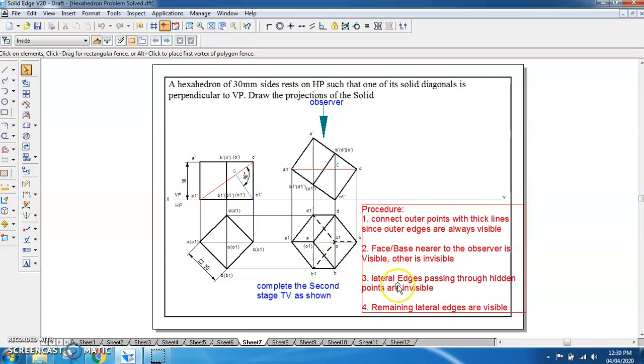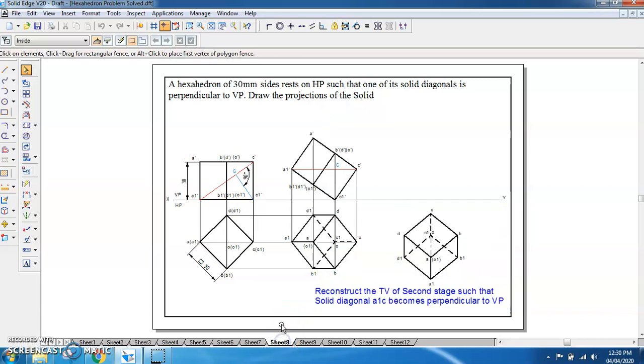So the third stage is that lateral edges passing through hidden points are invisible. If you take the bottom face here, we have got D1 C1 and C1 B1 as the hidden edges, and C1 is the hidden point. So the edge passing from this C1 is C1C, so that would be marked as invisible, and remaining lateral edges are visible. So remaining lateral edges A1A will be marked as visible, and you will be having O1 as axis point. So once we complete this second stage front view, second stage top view, we go for the third stage.